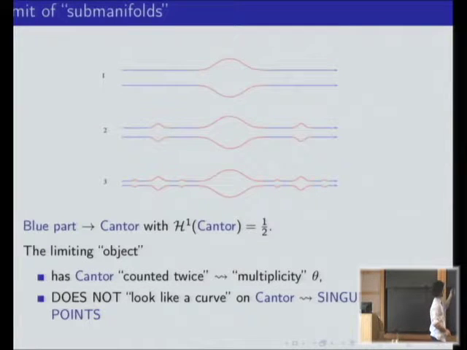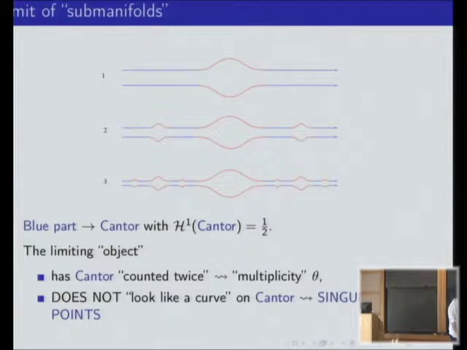And what happens is the following. The blue parts coming from above and from below, since the two curves are getting closer and closer, in the end, they will collapse together. And they carry the same orientation. So somehow, the blue part in the limit, the blue Cantor set in the limit, will be counted two times. And you want to keep track of this fact when you pass to the limit.